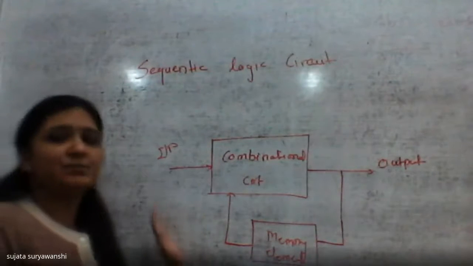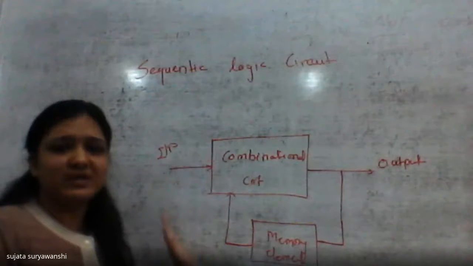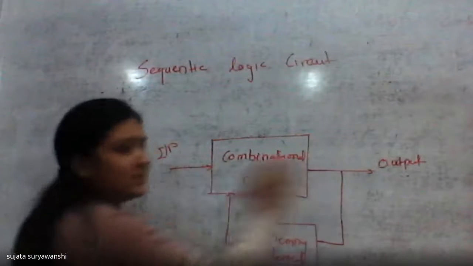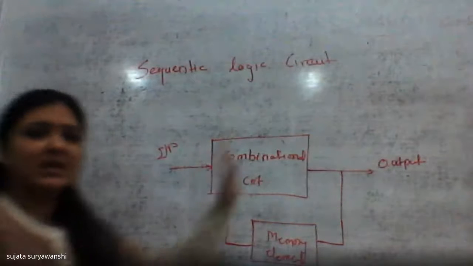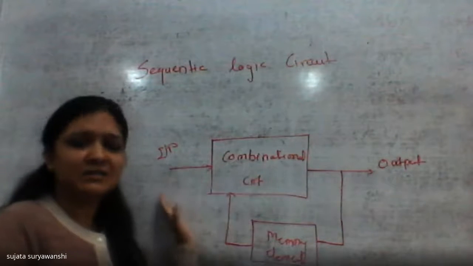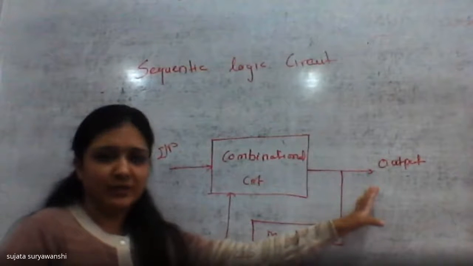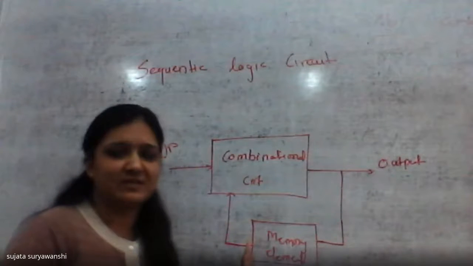This is the block diagram of the sequential circuit. The previous one, except for the memory unit, is the block diagram of the combinational circuit. It considers the present state input and produces some output only. It is not dependent upon the previous state output. This is the difference between the combinational circuit and the sequential circuit.